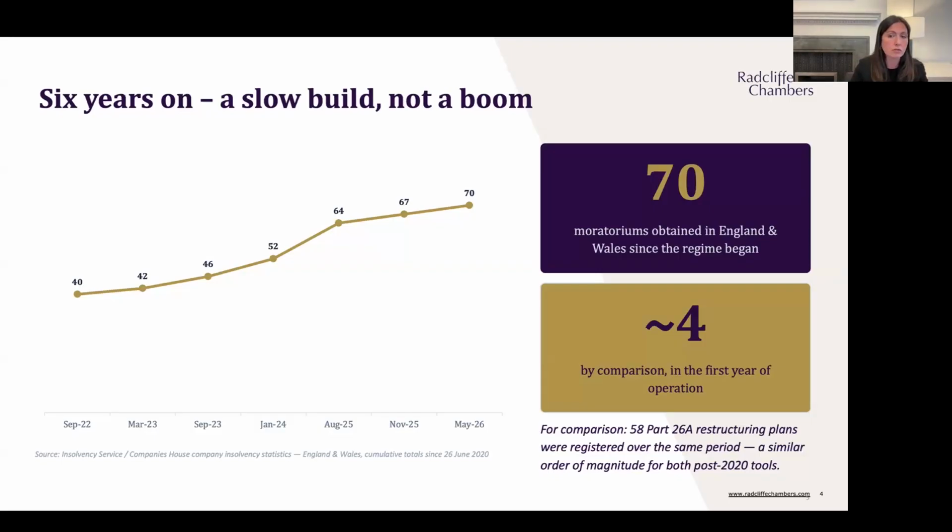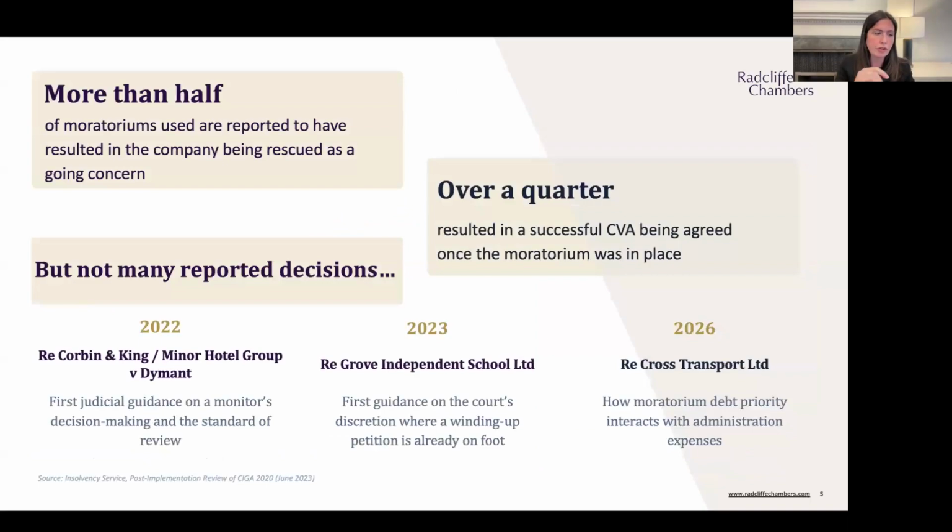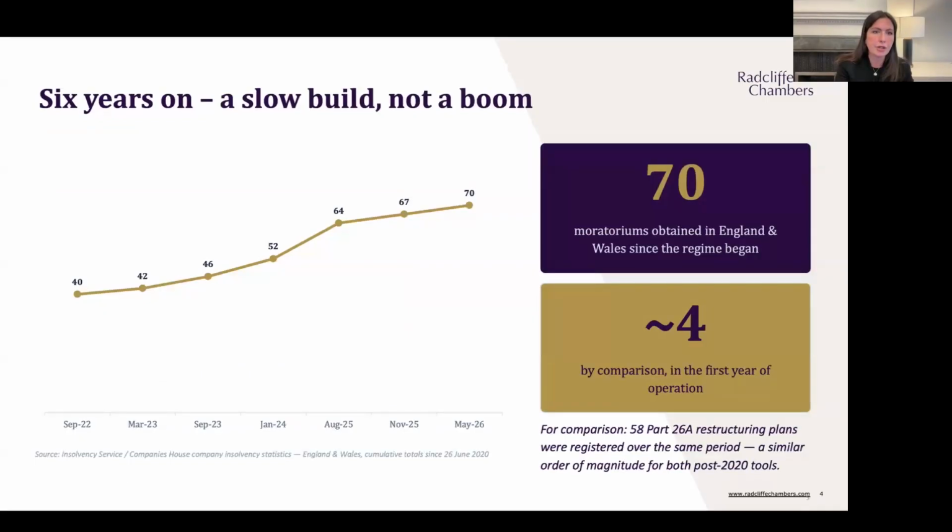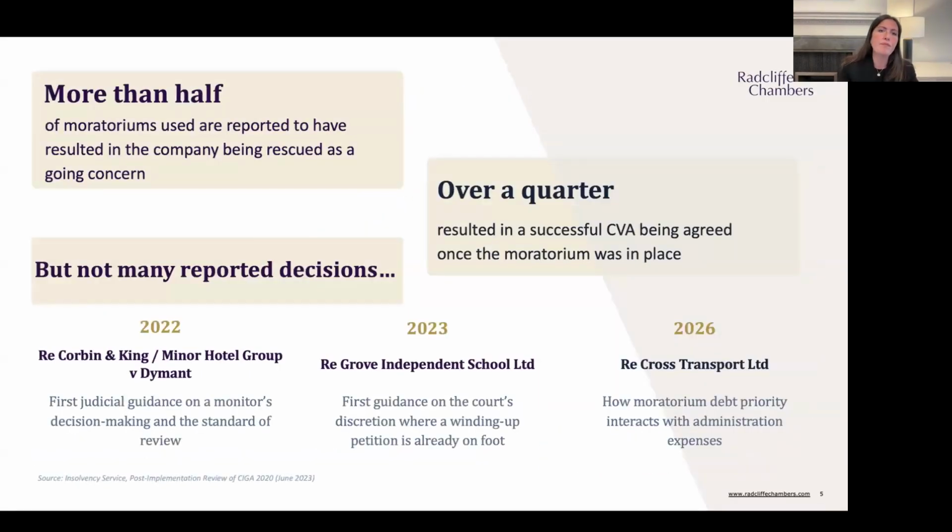But certainly barely a handful right at the start, 4 in the first year of operation. And then you're seeing this slow, steady build through the chart. Again, some of the stats that I've been able to glean from the Insolvency Service's post-implementation review. Now, just to flag per the very bottom of this slide, that review was June 2023. So we're now 3 years on. And the figures, therefore, in relation to these stats are out of date and from a very small sample size. I think by June we'd only seen about 40 of these, so double now. But at that juncture, more than half were reported to have resulted in the rescue of the company as a going concern.